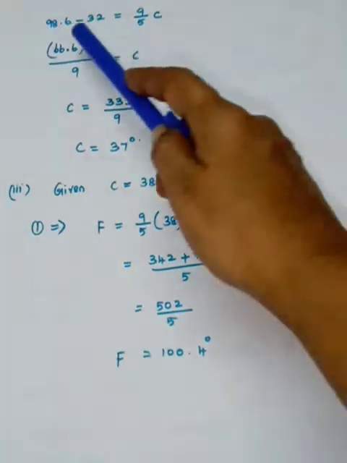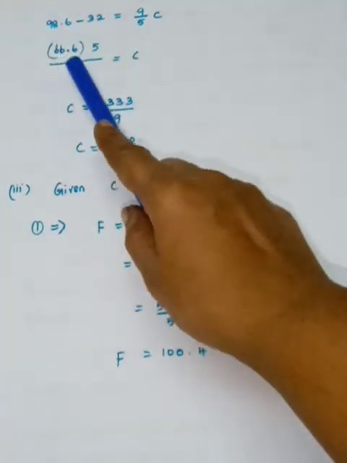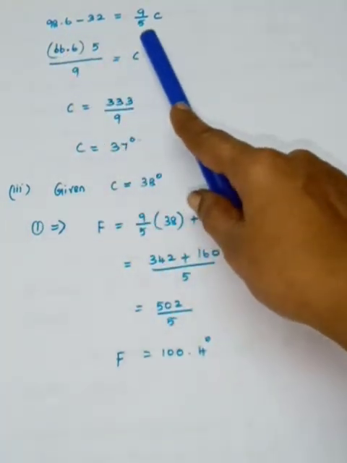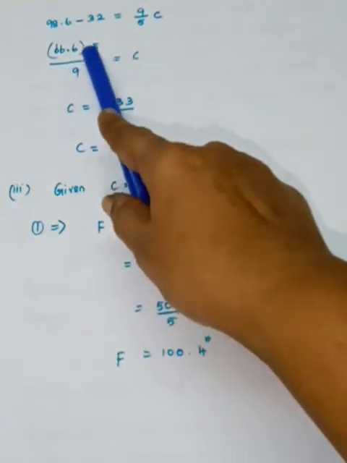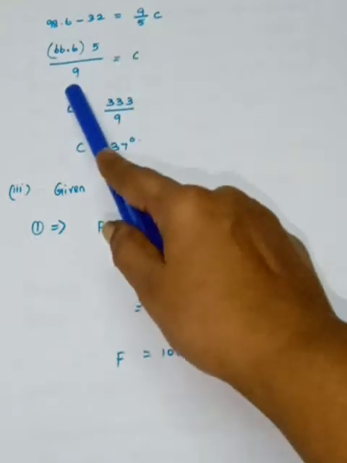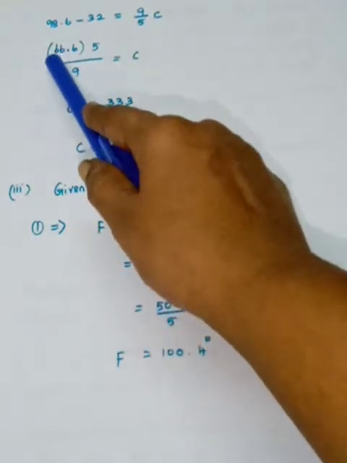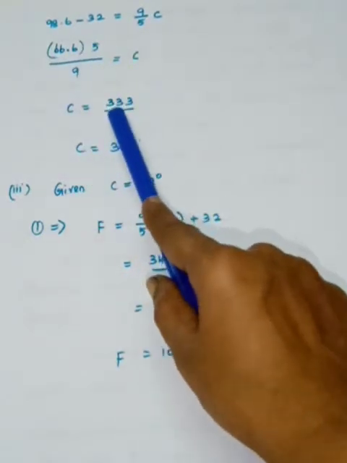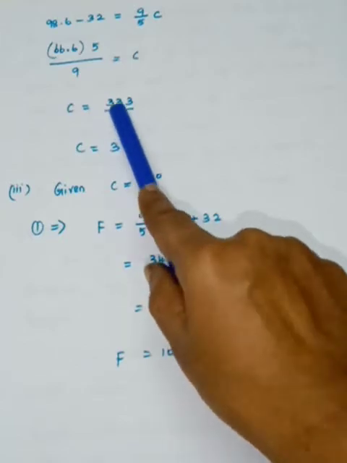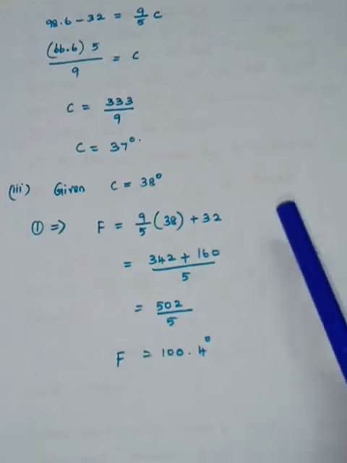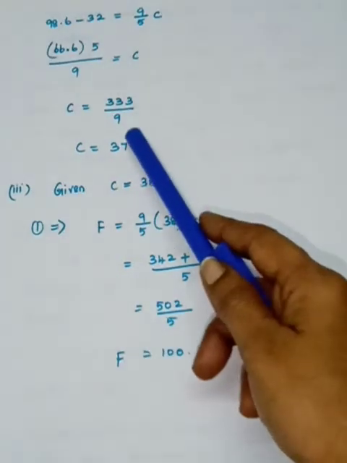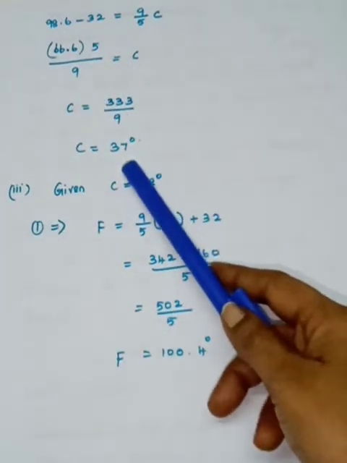If you simplify, your answer is 66.6. So the 5 in the denominator, if you bring it to the left side, it will be in the numerator, and the 9 will come in the denominator. So if you multiply, you will get 3330. If you place one decimal place from the right, you will get 333 divided by 9. So if you simplify, your answer is 37.